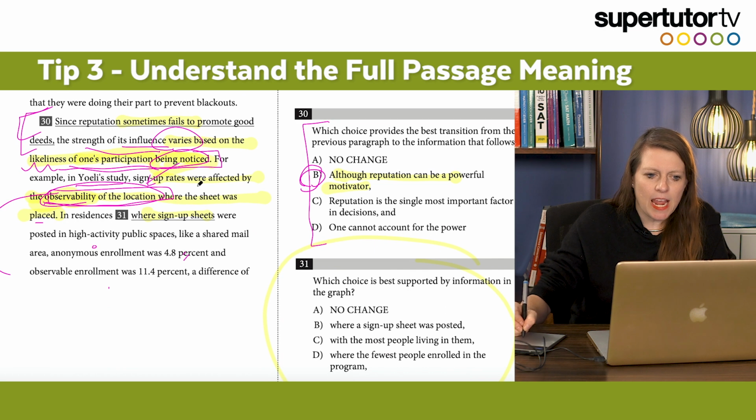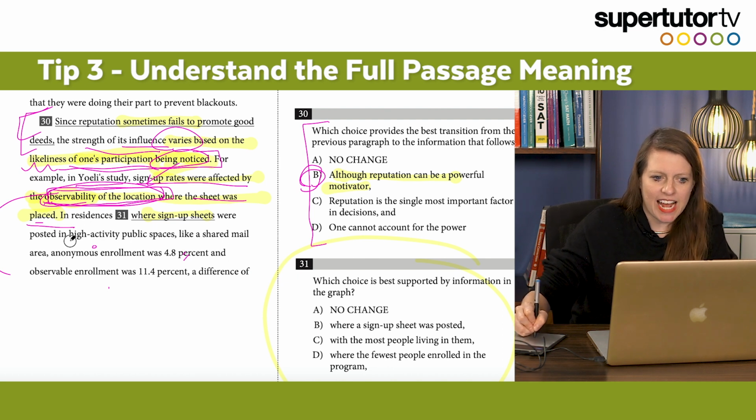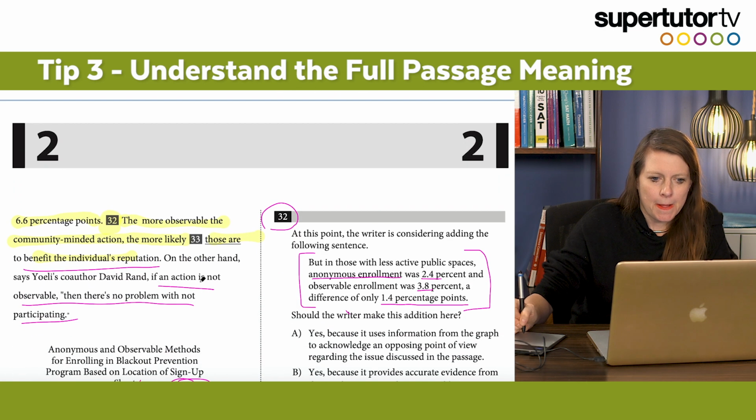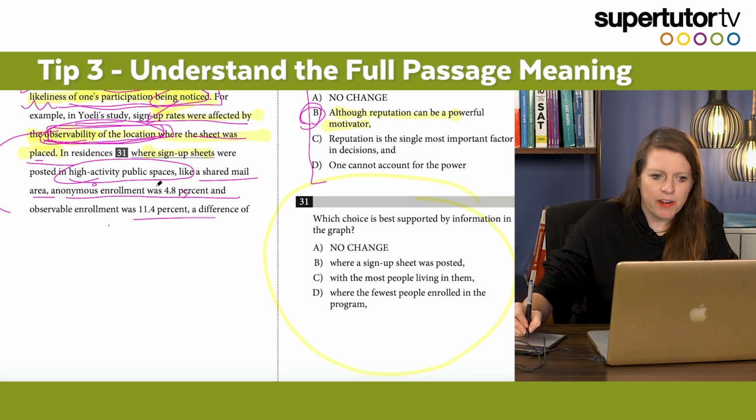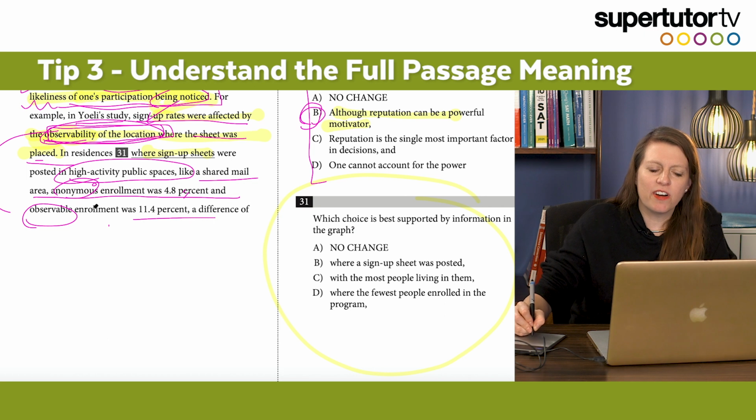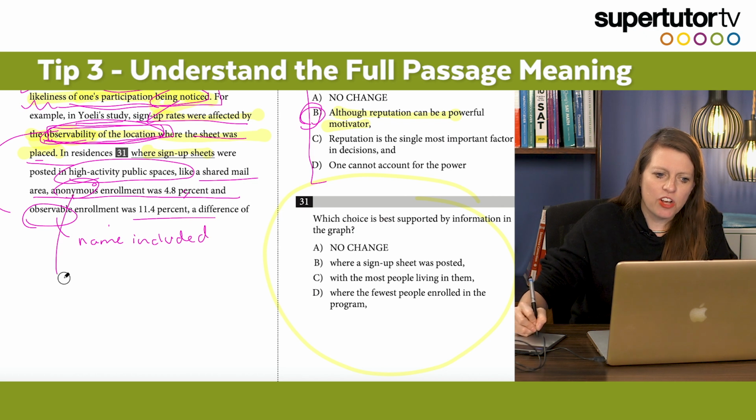And then we have, for example, sign-up rates were affected by the observability of the location where the sheet was placed. Interesting. In residences where sheets were posted in high activity spaces, like a shared mailroom, anonymous enrollment was 4.8%, observable was 11.4%. But here's the thing, the comparison between anonymous and observable we already determined. Remember, observable meant their name was included, and anonymous meant they used a code.